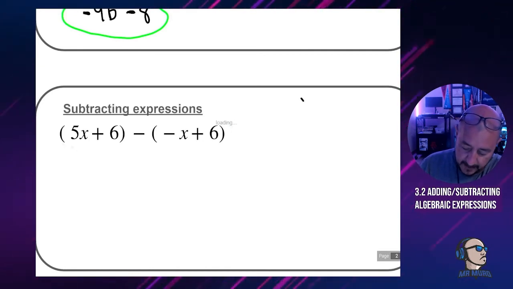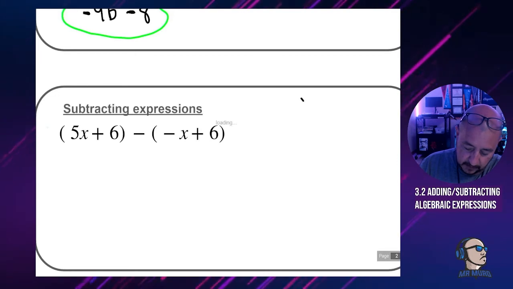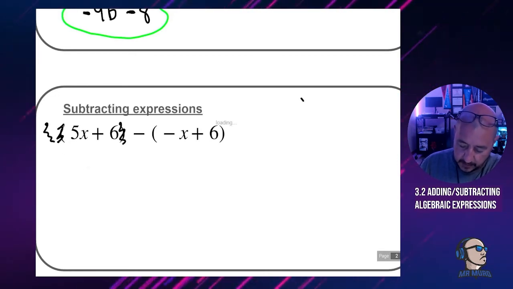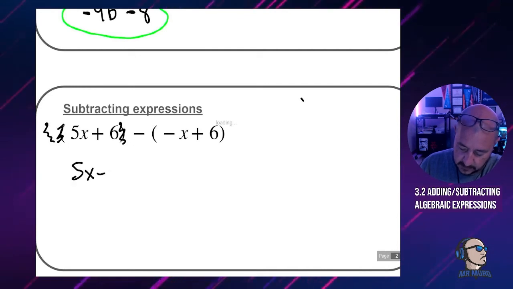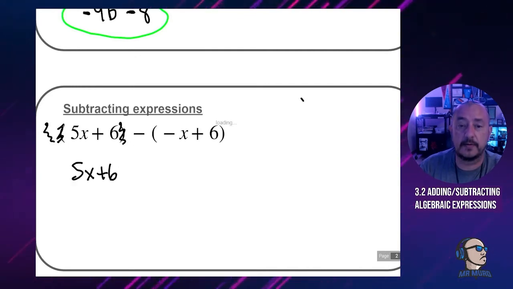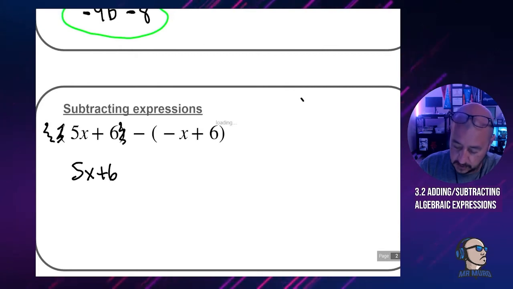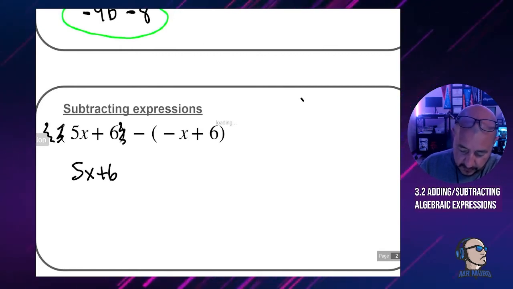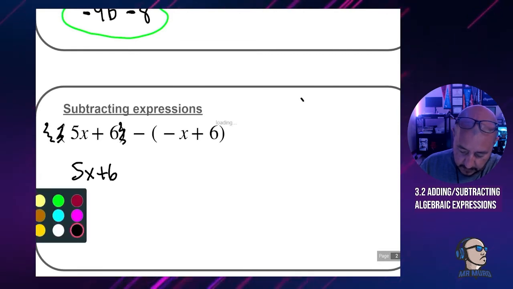So I look at 5x plus 6. There's nothing in front here. So that tells me I can get rid of those parentheses. So I'm just going to rewrite that as 5x plus 6. Now, this is kind of what we were doing in chapter 1. I need to do the distributive property for this one. And let me grab a marker here.